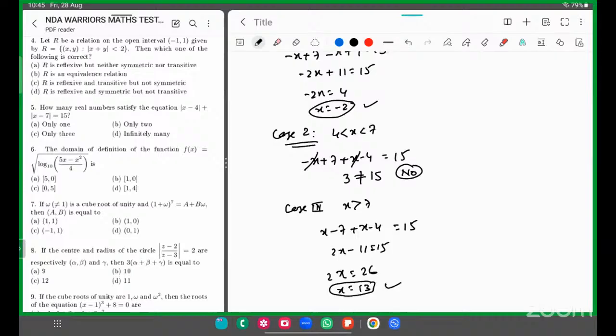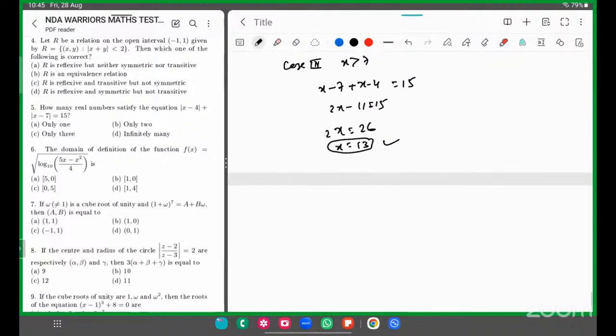So we have two solutions. Two real solutions. Which is the option? Only two. Option number B. Option B, only two solutions. Okay, next.